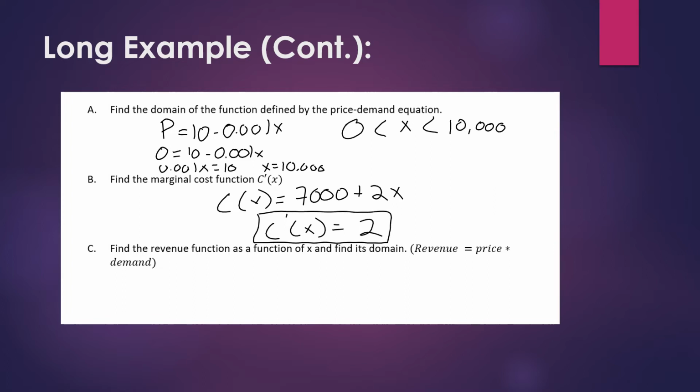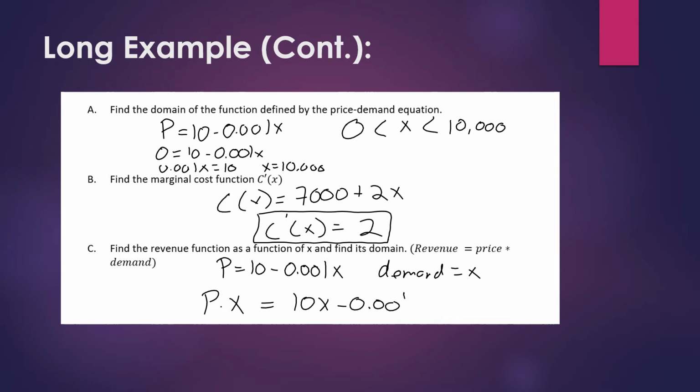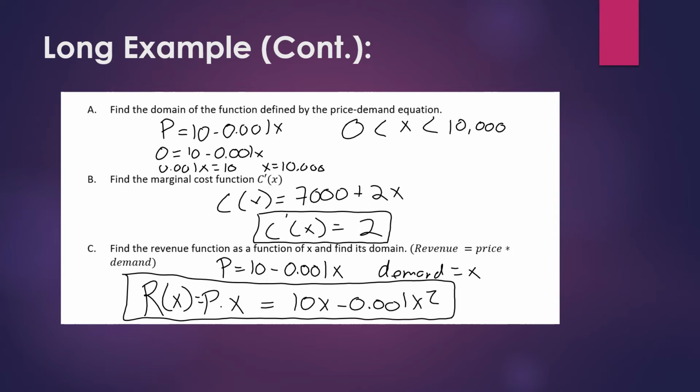And then for C, it wants us to find the revenue. And it says that revenue is equal to price times demand. So remember, price was 10 minus 0.001x, and demand is just x. So if I multiply price times demand, p times x, I'm going to get 10x minus 0.001x squared, and that would be my revenue. So my revenue is 10x minus 0.001x squared.